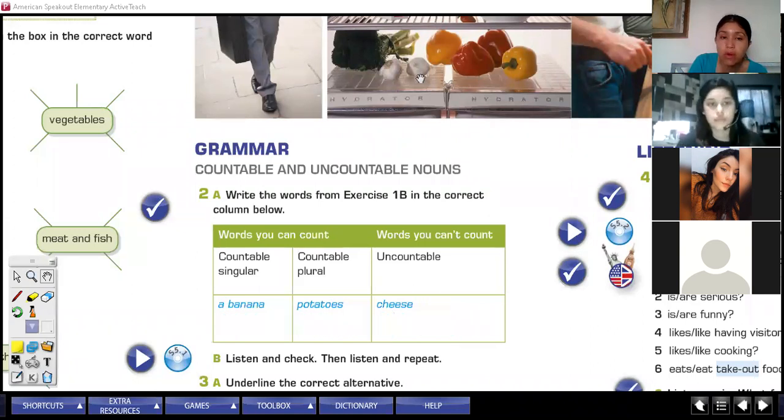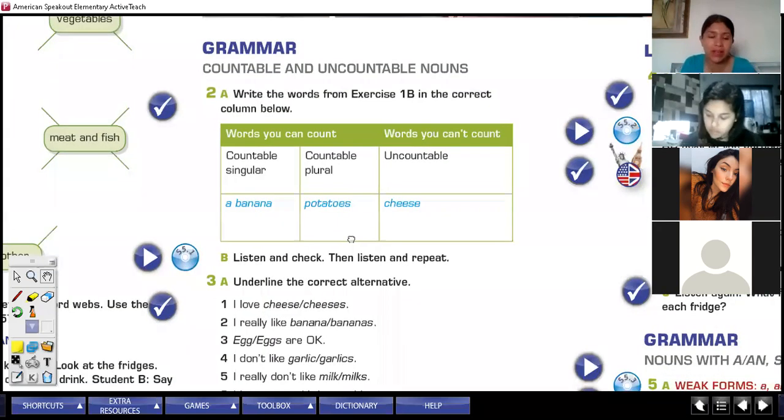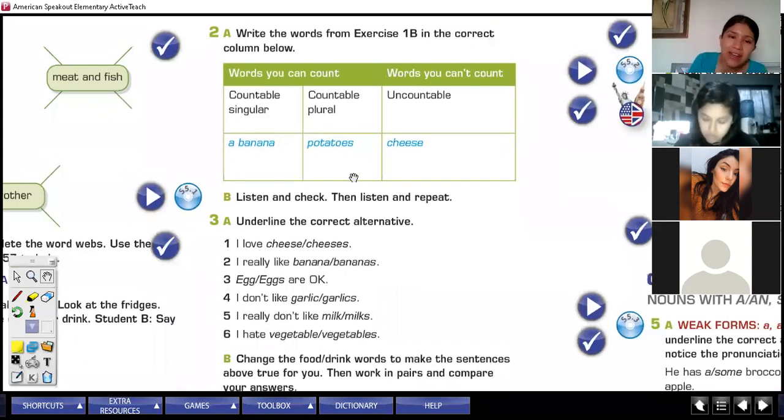Okay, so I was talking to you. Les estaba platicando. Oh, before we go there, sorry, I forgot this part. Okay, now it says underline the correct alternative. Vamos a ver. How do I say I love cheese or I love cheeses? Cheese, right? Okay. Number 2, how do I say I really like banana or I really like bananas?